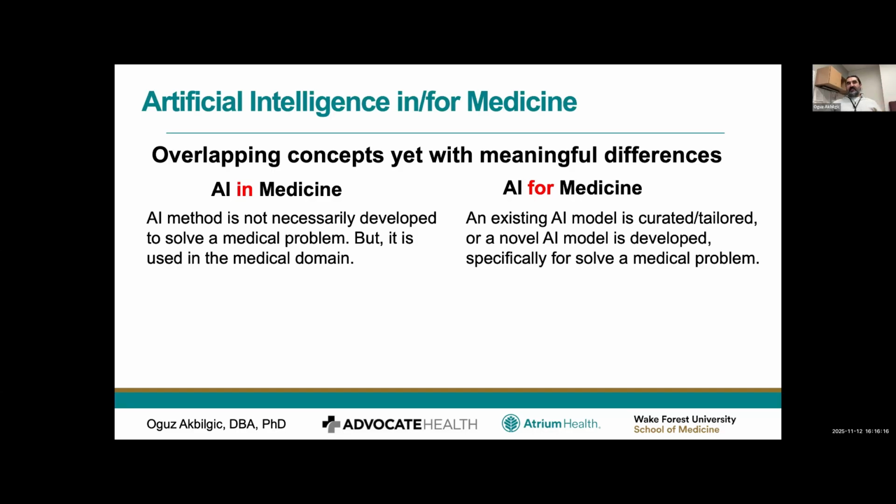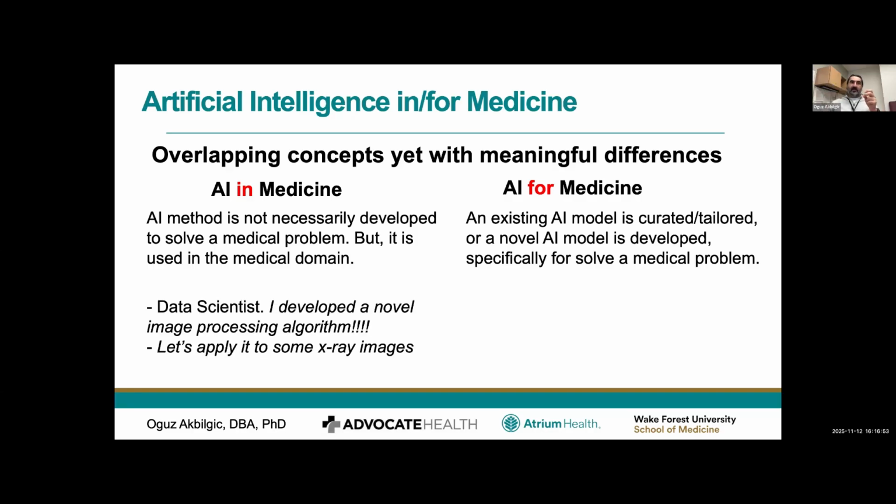So that's why we can define two different concepts: AI in medicine and AI for medicine. They are really overlapping concepts, but there are some differences as well. In AI in medicine, we can say we developed an AI model, not necessarily developed to solve a medical problem, but now we use it in the medical domain. In AI for medicine, we have an actual clinical problem, and then we try to solve it using existing models. If existing models are not enough, we develop novel models, but our main point is to solve a clinical problem.